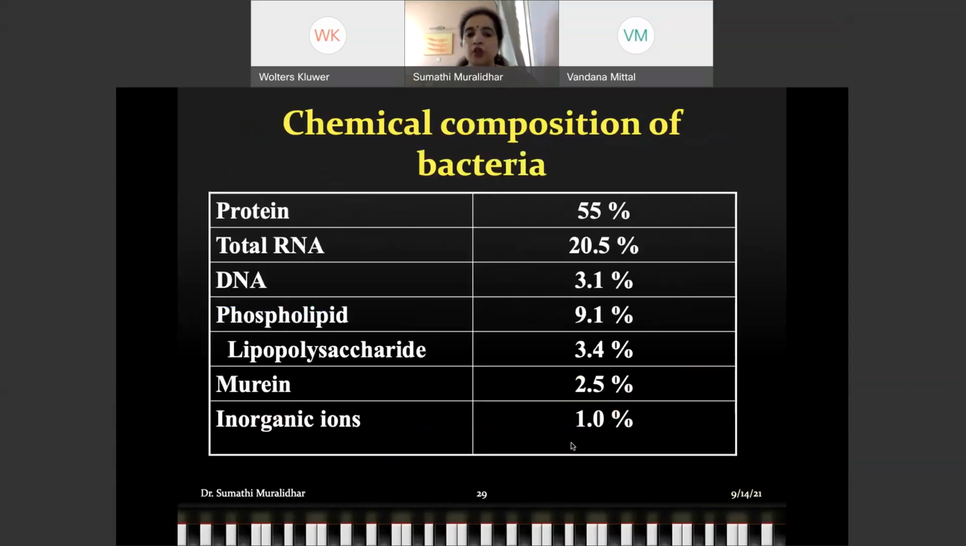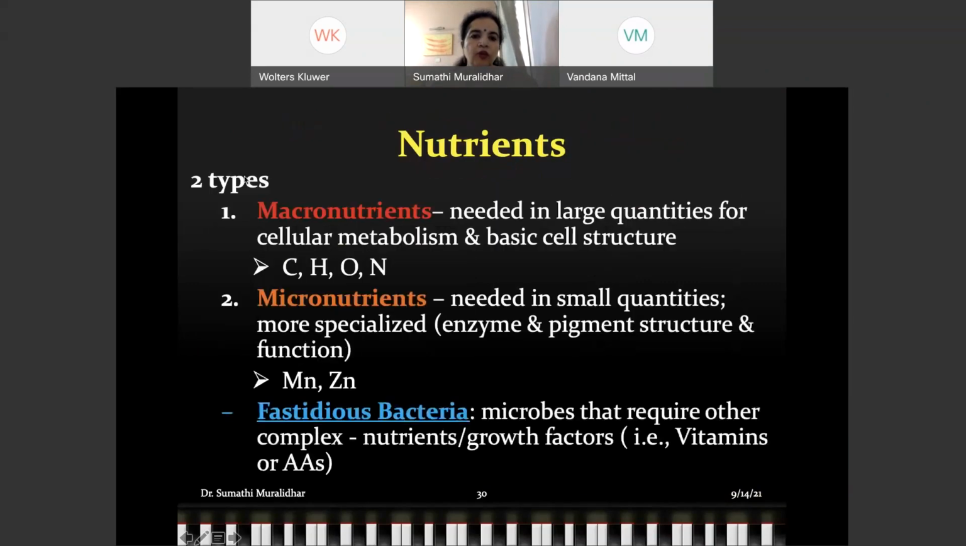Now, the chemical composition of bacteria is more or less that of the higher forms of life, the eukaryotes. Like protein is about 55%, and RNA, DNA, phospholipid, lipopolysaccharide, murein, and inorganic ions. Murein is one item which is unique to the bacteria. So you do not find it in many of the life forms.